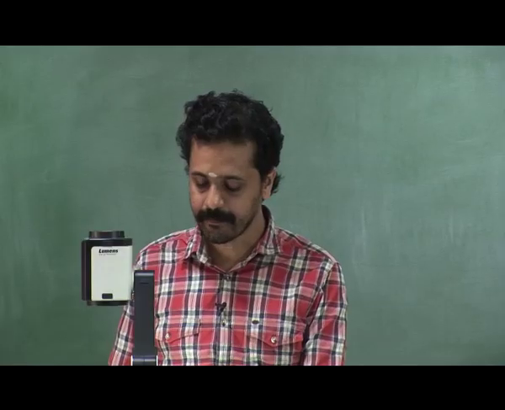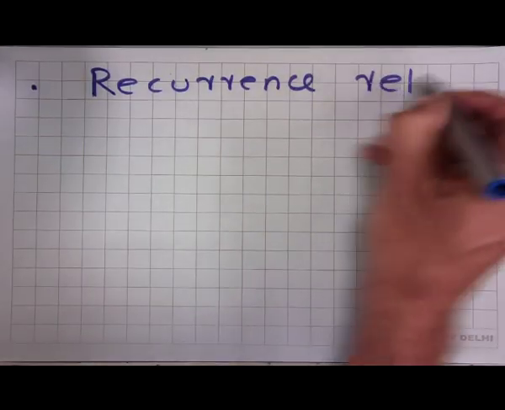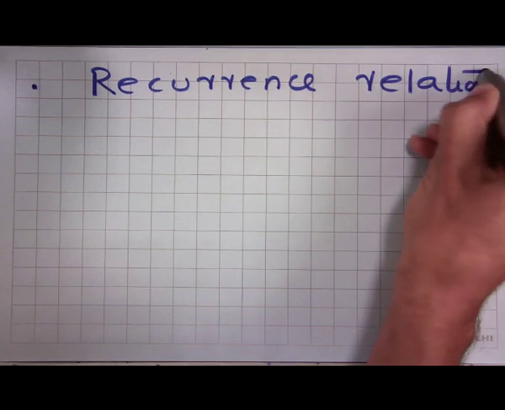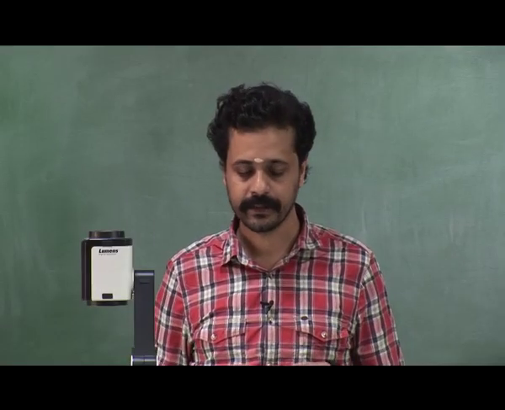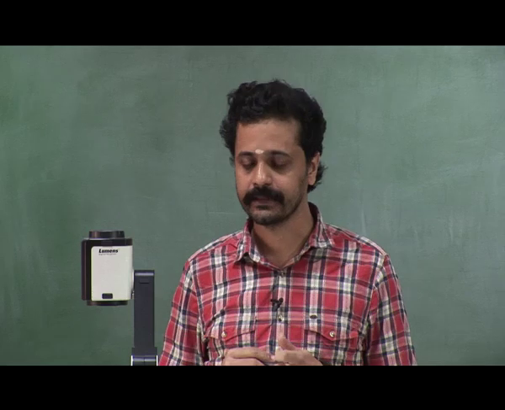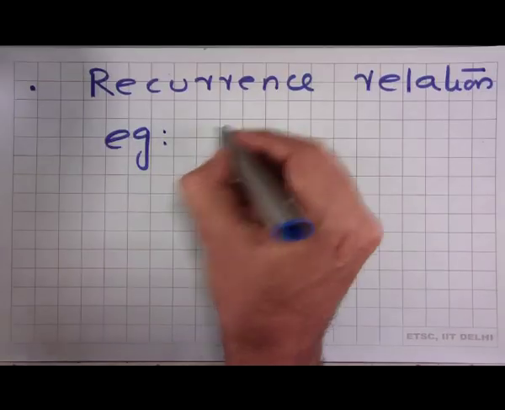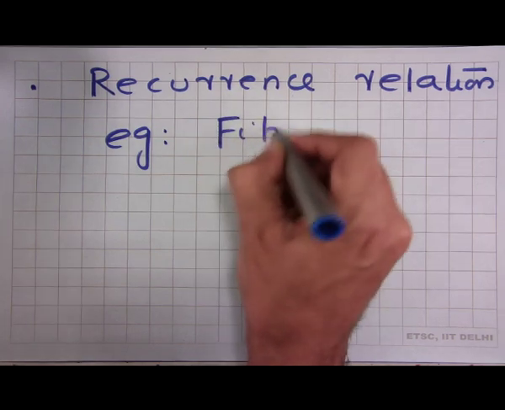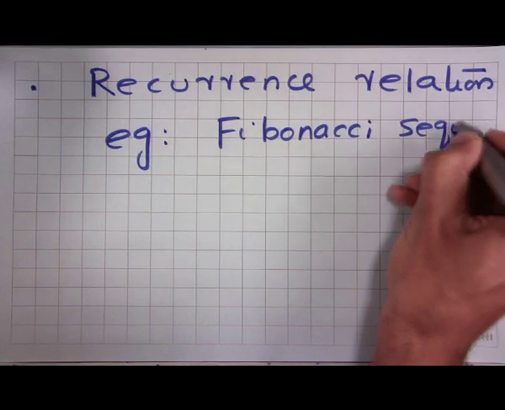Another way of describing a sequence is a recurrence relation, or using a recursive formula, where instead of writing the nth term a_n in terms of n, we write the nth term in terms of some of its previous terms. We saw a famous example, namely the Fibonacci sequence.